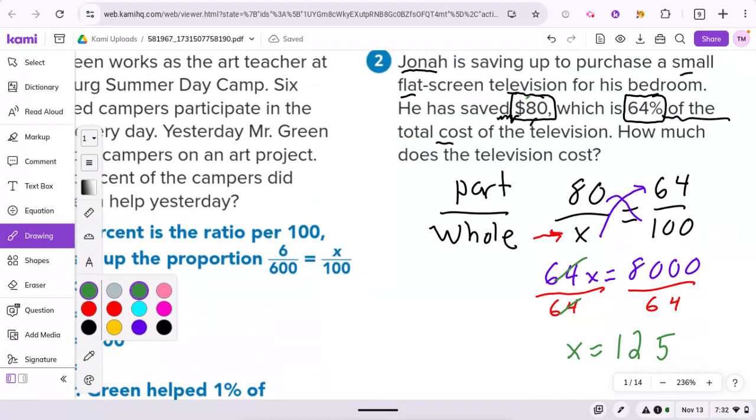So $80 is 64% of the total price. The total price is $125. So 80 is 64% of $125 for the total cost.